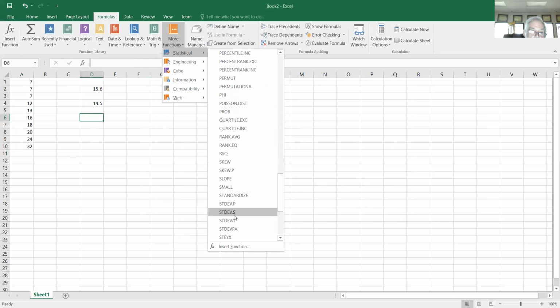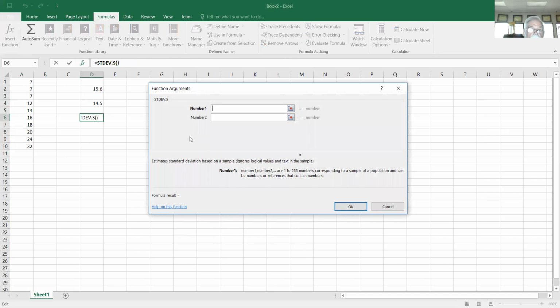Okay. And we have two choices, the standard deviation of a population or the standard deviation of a sample. So we're going to use the sample standard deviation. So we've got the first number is going to be A1. Number 2 is going to be A2. And we can keep on going. Okay. Number 3 is A3. And we can keep typing these in.